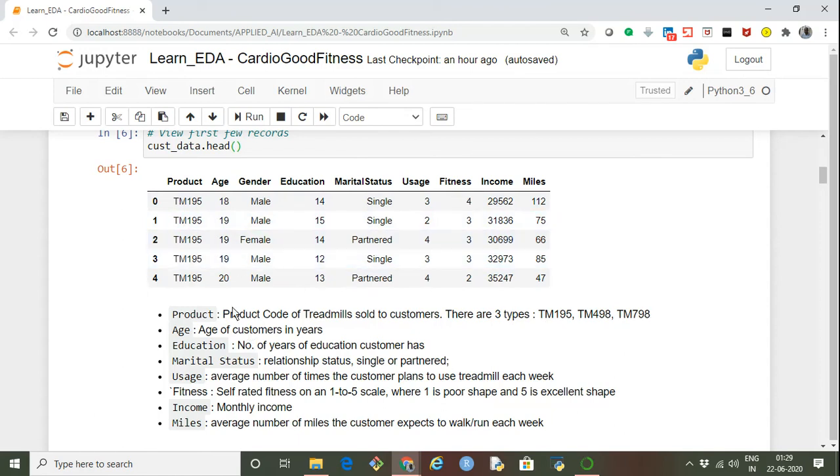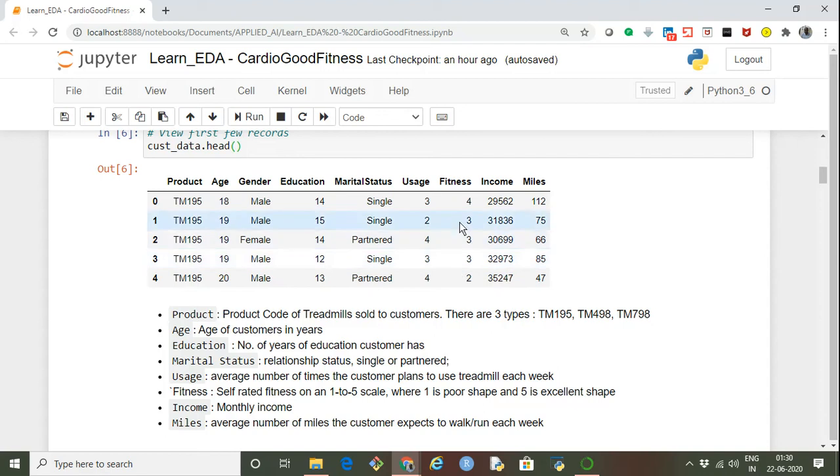Age is the customer's age in years, and gender is male or female. Education is how many years of formal education the customer had. Marital status is whether the customer was single or partnered, could be wife or could be a partner. Usage is basically, at the time of purchase we asked the customer the average number of times the customer plans to use the treadmill in a week. Some said they could use it thrice a week, some said 4 times a week. That is what was captured.